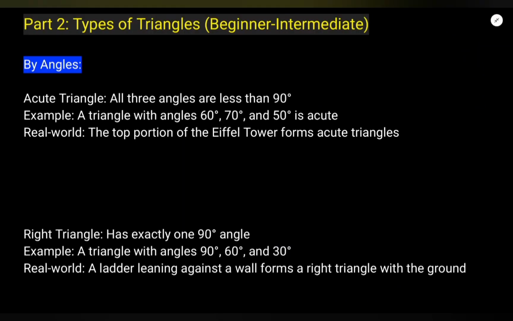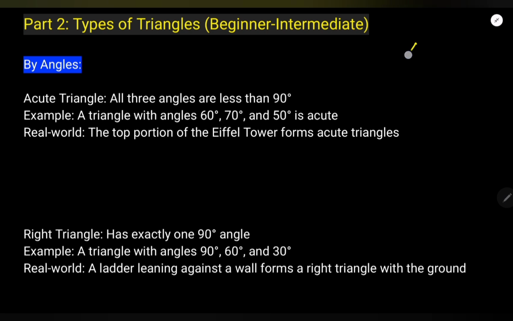Types of triangles. We will divide triangles into types in two ways, by angles and by sides. Suppose I have a triangle. In this triangle, suppose all the angles are less than 90 degrees.